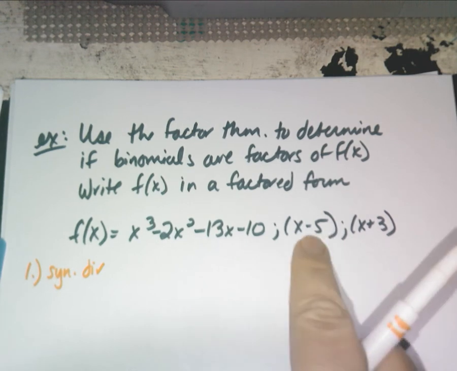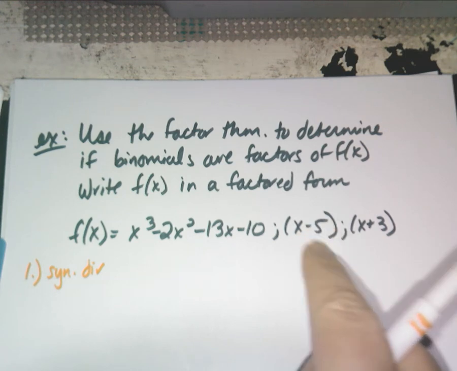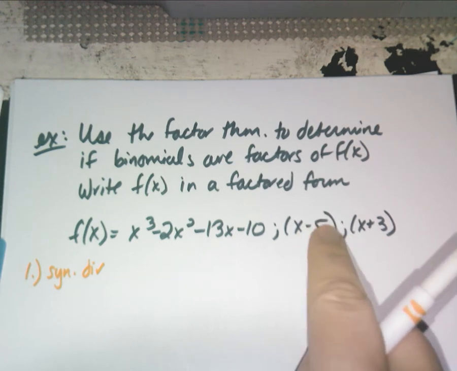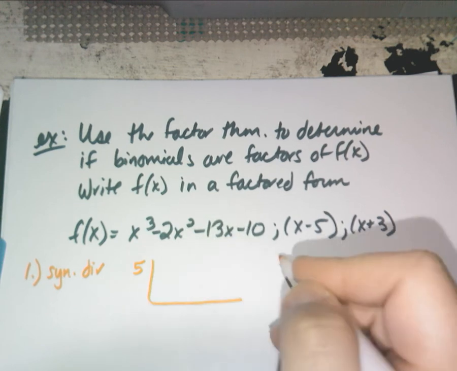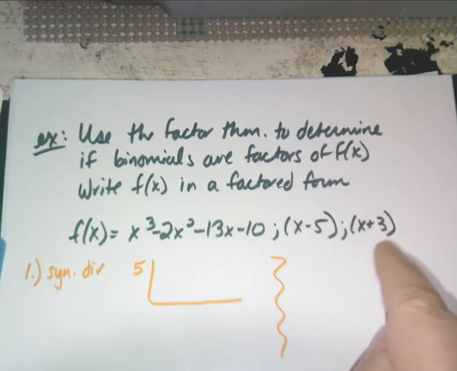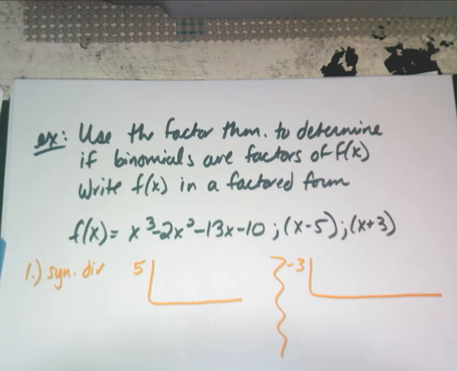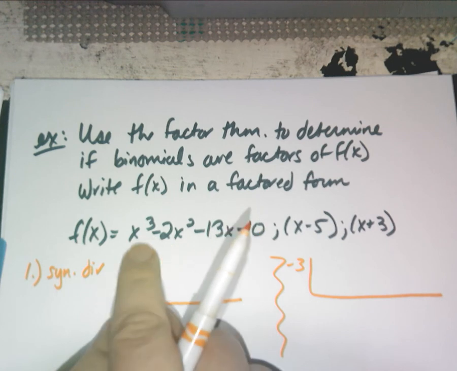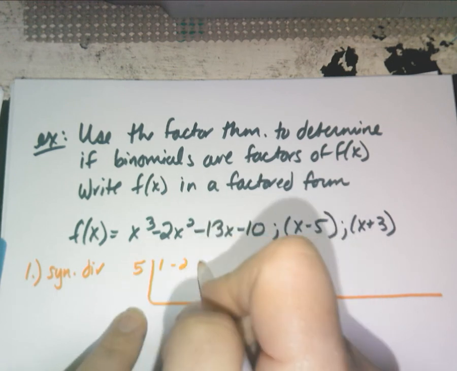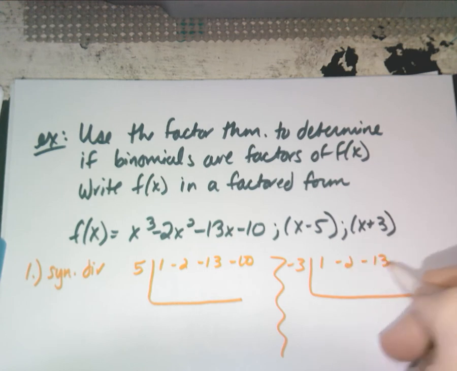So I'm going to do synthetic division with -5 or 5, which one? 5, yeah, you always switch that sign, 5. And then I'm going to do the problem again with -3. Okay? So up here on this top row, I'm going to put all my coefficients: 1, -2, -13, -10.